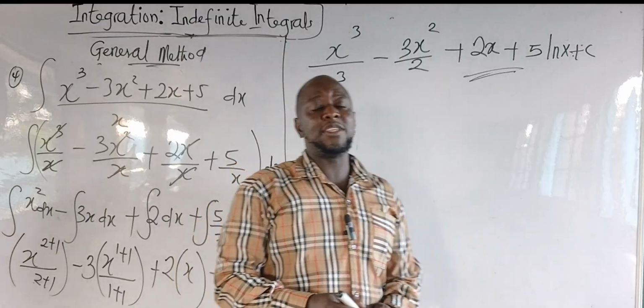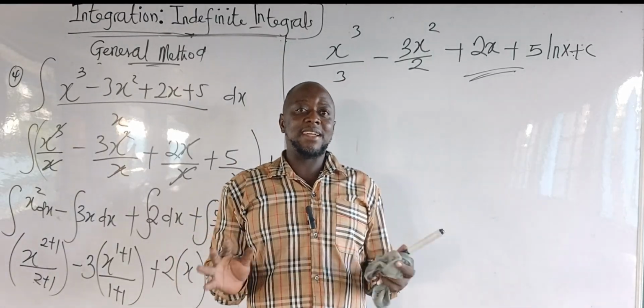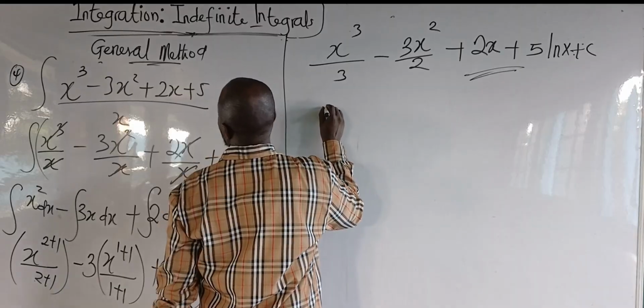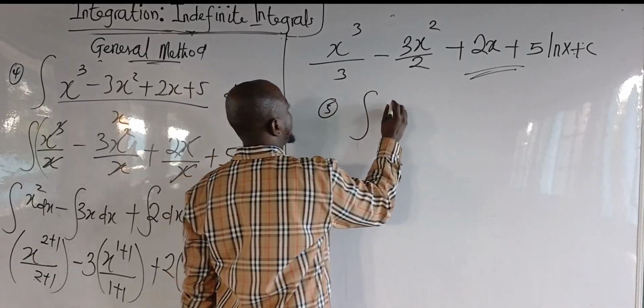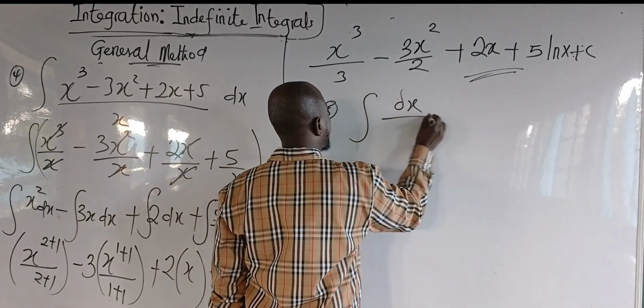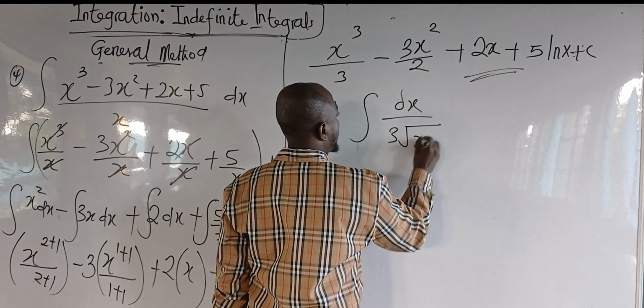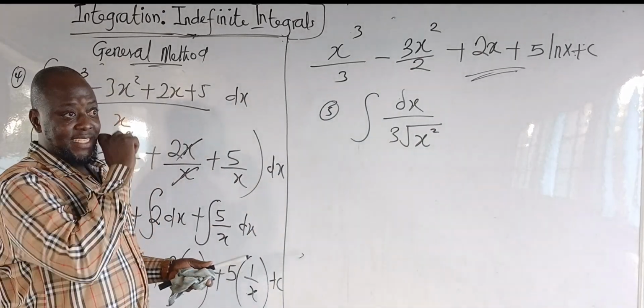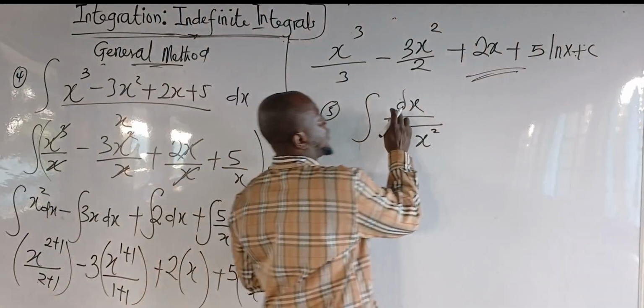So this is how it's done. It's very simple, a very simple, straight and direct thing. So number 5 here, we're asked to do this. So the x, 3 root x squared. I want to do this. First thing is first. Look at this question.